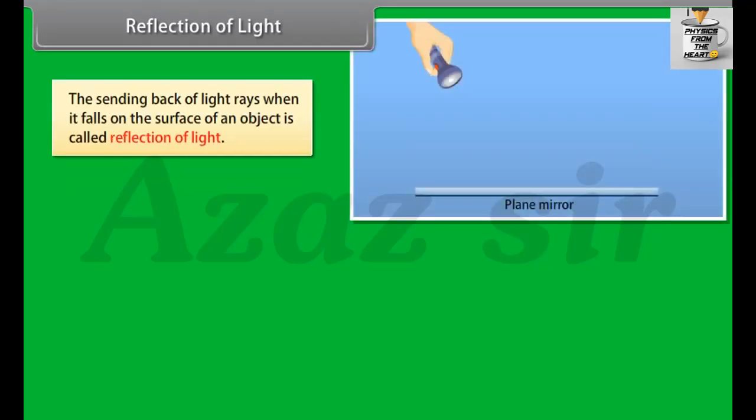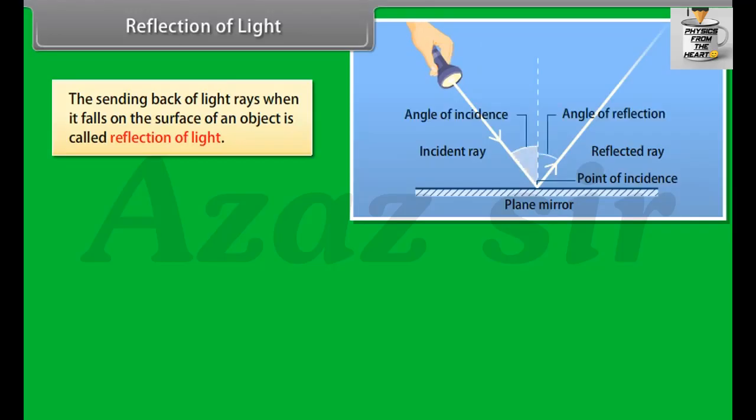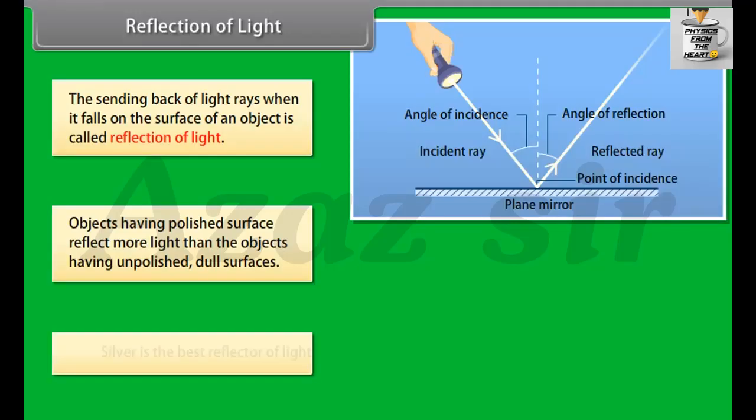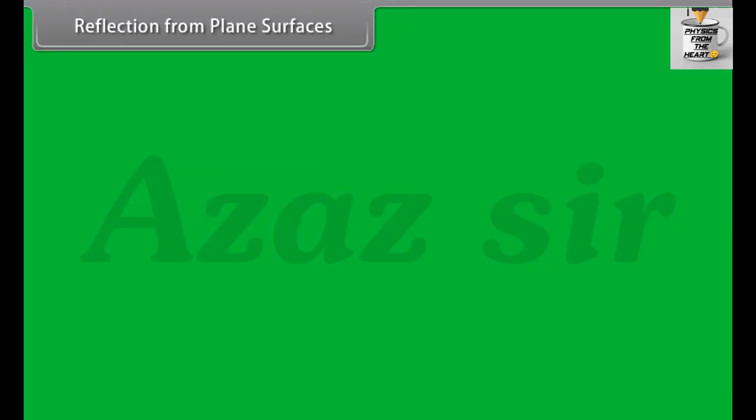Reflection of light. The sending back of light rays when it falls on the surface of an object is called reflection of light. Objects having polished surfaces reflect more light than the objects having unpolished, dull surfaces. Silver is the best reflector of light. Reflection from plane surfaces.